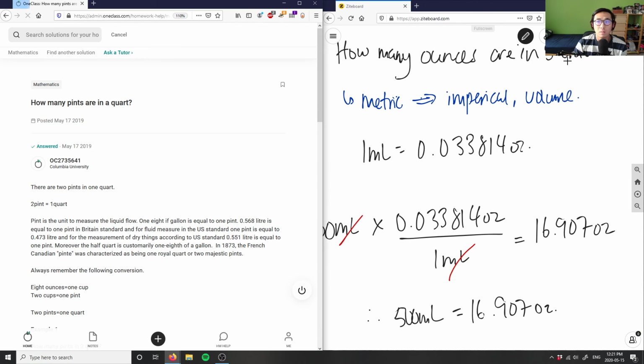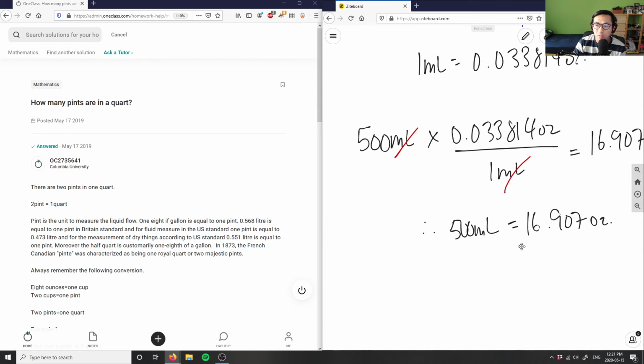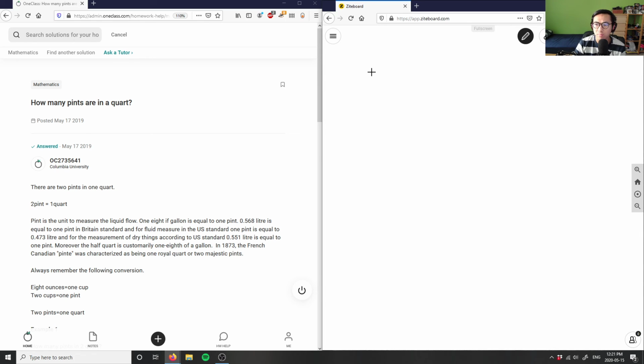How many pints are in a quart? Number 7. We're speeding by these questions, by the way, which is great. I think a lot of these are actually really easy.